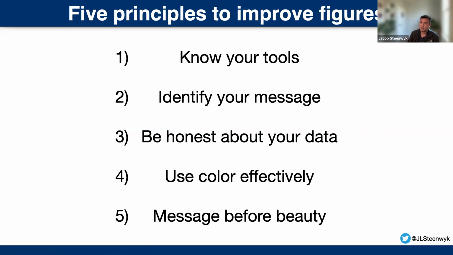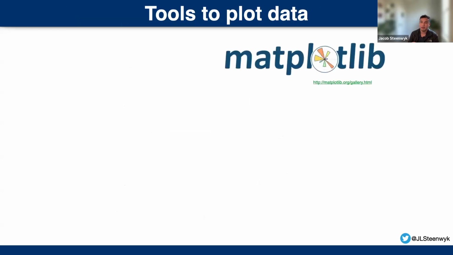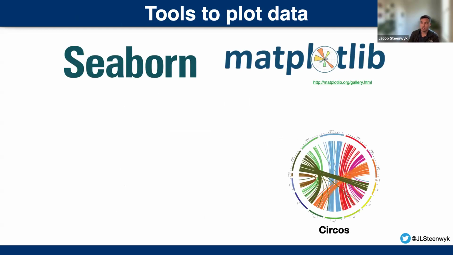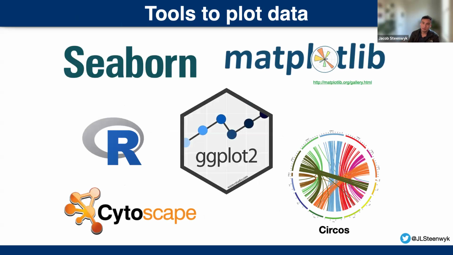I think that there are 5 guiding principles for how to improve figures. This is certainly a non-exhaustive list, but first off, it's important to know your tools, know what you're working with, know what's at your disposal. There's a whole bunch of tools to plot data. In Python, matplotlib is really popular. Seaborn is popular. Seaborn is basically a Python emulation of ggplot2. Circos for whole genome data, Cytoscape for networks, and of course R, and today ggplot2.